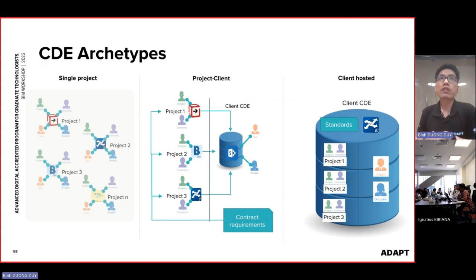There are different types of CDE. One type is called single project, meaning your project is a big project horizontally, such as Neom Hexagon. Hexagon is a kind of project that is horizontal, right?